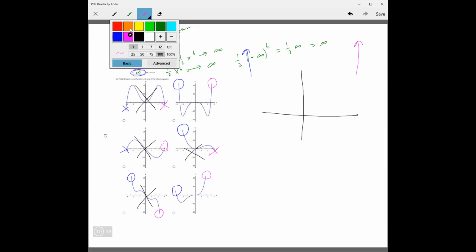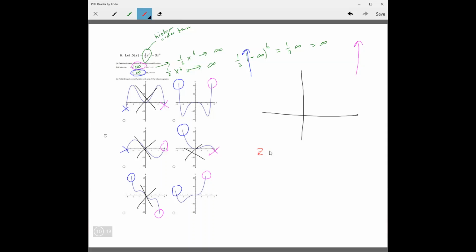Let me explain how that works. So zeros. That's the next thing you're going to look for. If I take this right here, I want to find out where is that zero. I can factor a 1/2 x to the 4th out, and that leaves me with x squared minus, no, minus 6.